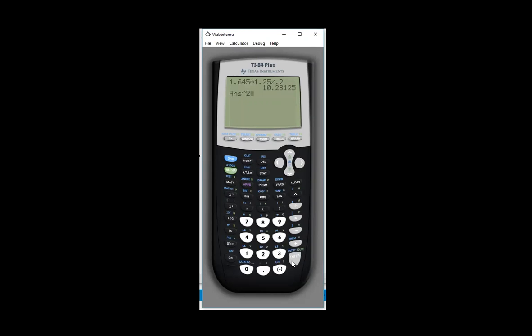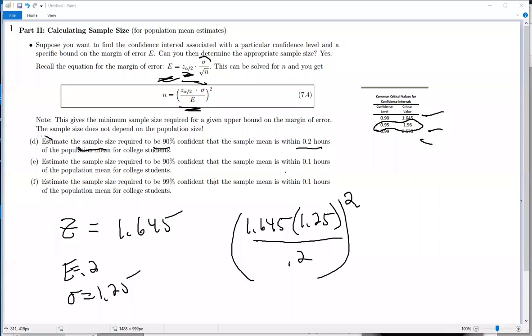I'm going to raise it to the second power, and then I have to round up because 105 isn't quite enough. 106 is what we'll have to go with. So to be 90% confident and to be within 0.2 hours of the actual mean, I'd have to sample 106 people. Okay. Now let me go back to the board. Share screen. Let's see, where's my whiteboard or my paint app? Here it is. Okay, so that's that problem.